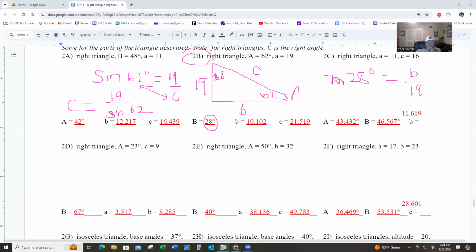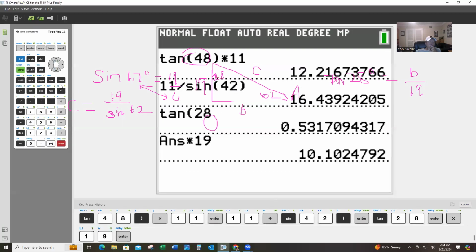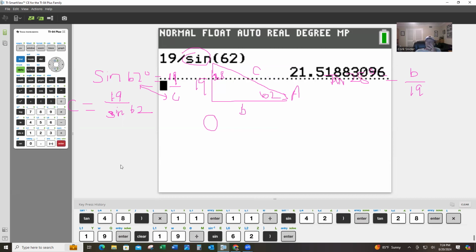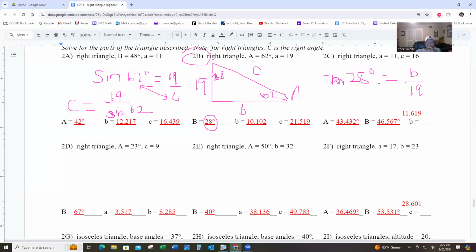All right. So I'm going to go 19 divided by the sine of 62. 21.5 or so. Okay. So we are good to go on that one. So that's C. So that one is done.